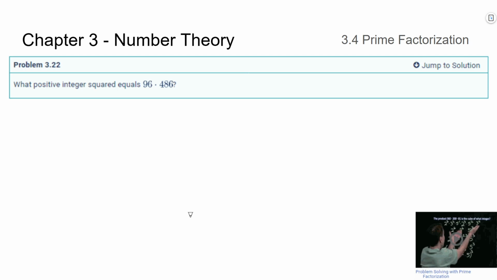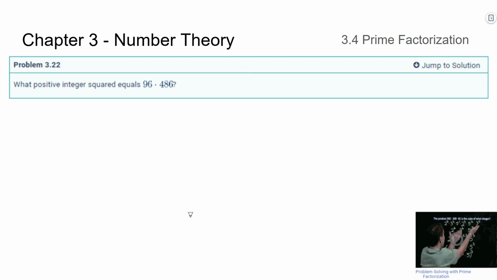Okay, so now what positive integer squared equals 96 times 486? For this one, you might not know how to go about doing this, but you know that this chapter is talking about prime factorization. So maybe give that a shot. Maybe start with prime factorization and see where that takes you.